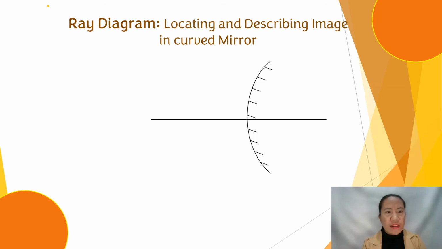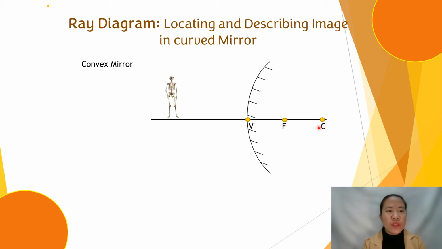So this is a convex mirror. Let's locate the points in the convex mirror. Assume that this is a complete circle. We have the vertex, the physical center of our mirror. Then the center of curvature, the very middle of the circle. Then halfway between the center of curvature and the vertex is the focal point. Imagine that there is an object in front of this convex mirror. Let's try to locate and describe the image that forms in that mirror.